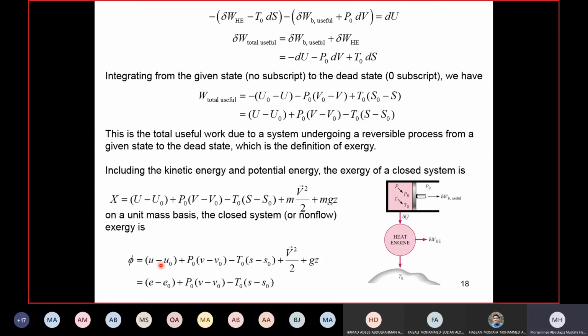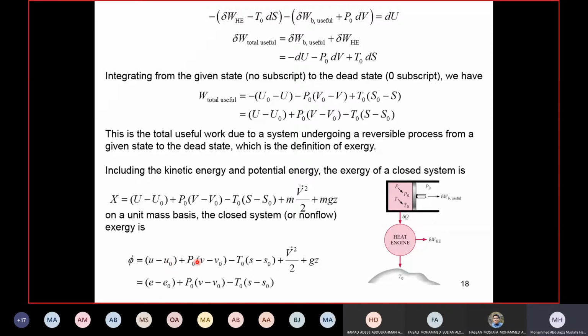Shabab, any question about understanding what U and U naught are and how to calculate them from the tables? Questions? Are you sleeping or what? Clear. Okay, understood? Yes, yes. Very good, thank you.